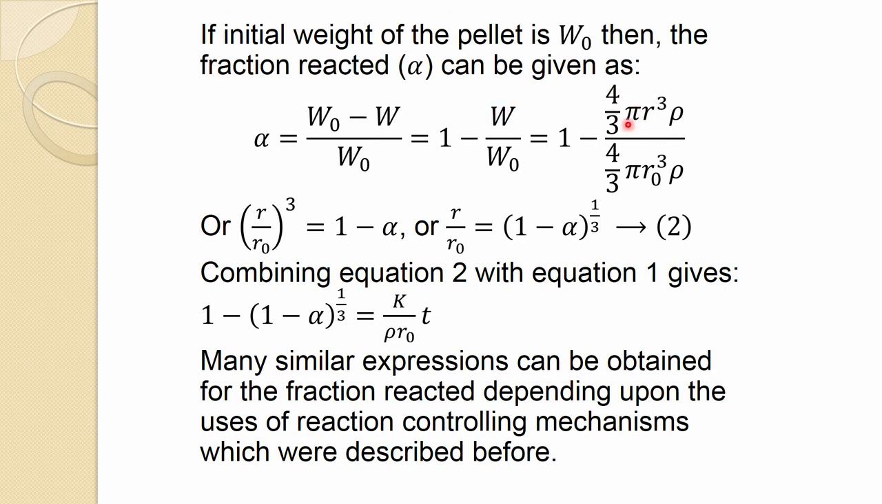Here W is, as we said, the weight of the particle at that instant. So it is 4 by 3 pi r cube rho divided by the initial weight of the particle, which is 4 by 3 pi r naught cube, that is the initial radius of the pellet, times rho. So essentially this would get cancelled out, and you get r by r naught cubed. You bring that here, and that goes there. So that becomes 1 minus alpha, and r by r naught equal to 1 minus alpha to the power 1 by 3.